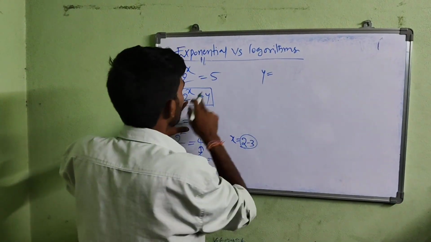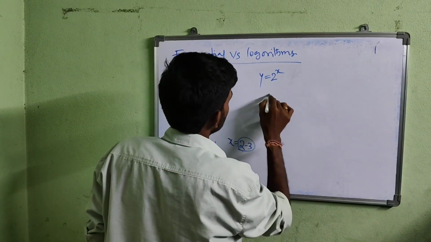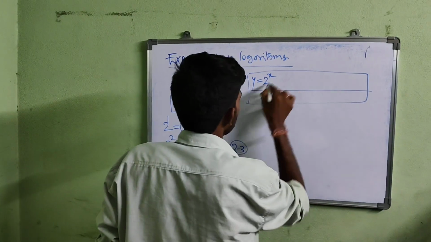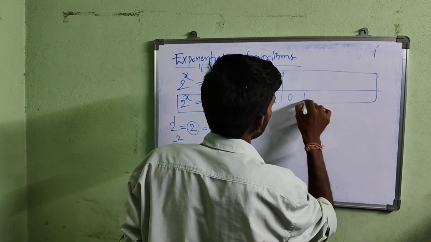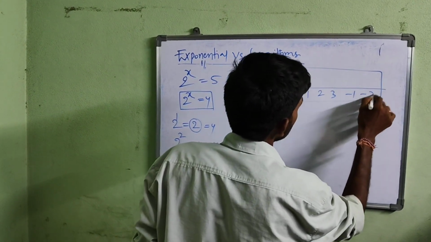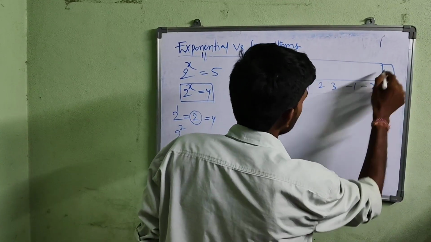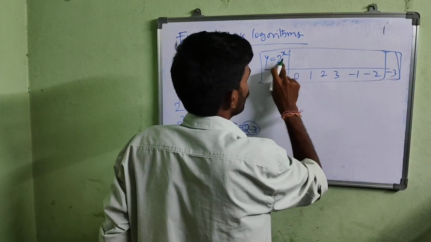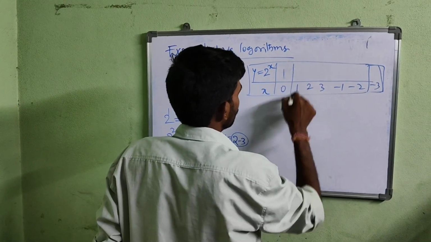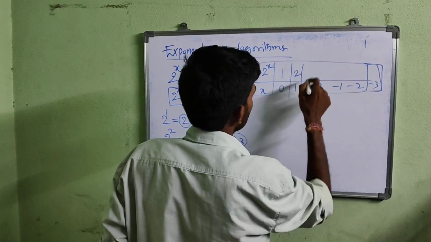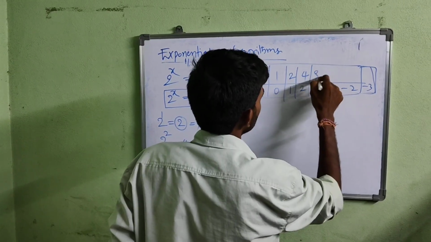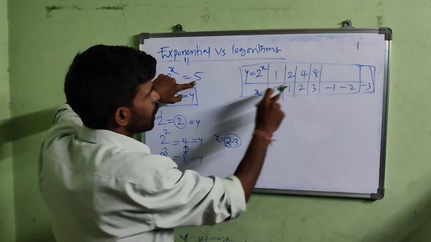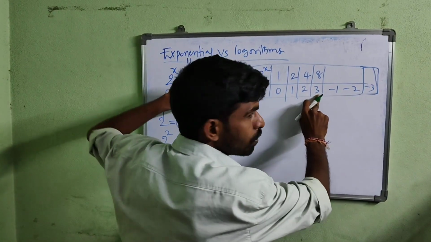y is equal to 2 power x. Then we need to take x values. Now x is taken as 0, 1, 2, 3, minus 1, minus 2, minus 3 like this. Now, x equal to 0: 2 power 0 equals what? 1. 2 power 1 is 2. 2 square is 4. 2 cube is 8. Because this 5 is in between 4 and 8, that means x is between 2 and 3.